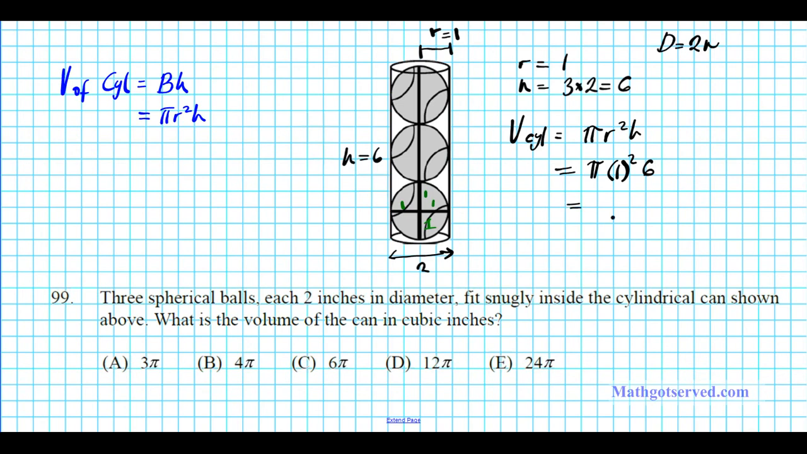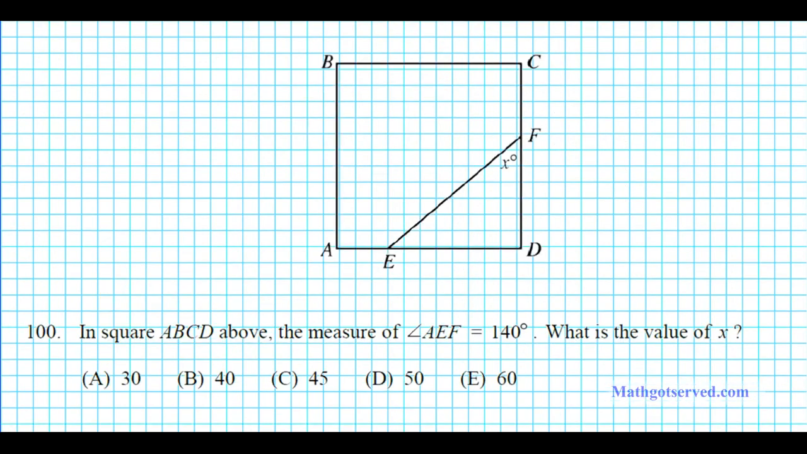And then if we work that out, we're going to have 6 pi inches cubed as the volume of our cylinder. All right, let's take a look at number 100. It says, in the square above, the measure of angle AEF is 140. What is the value of angle X?